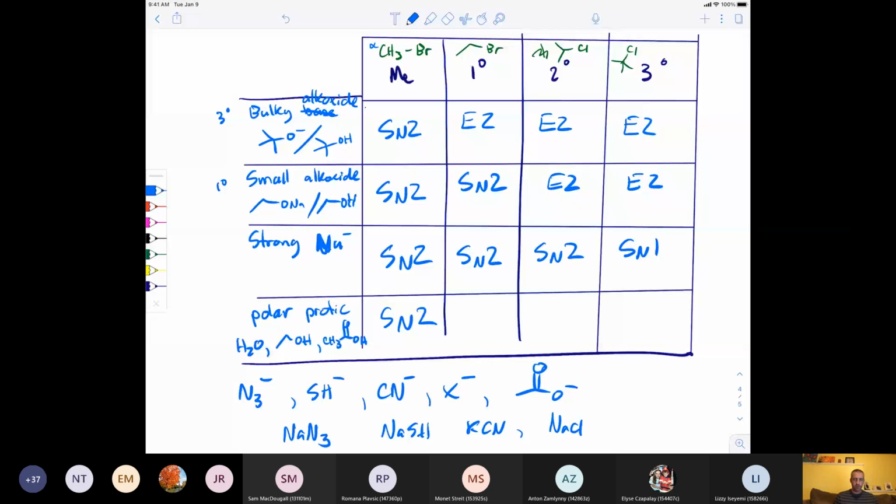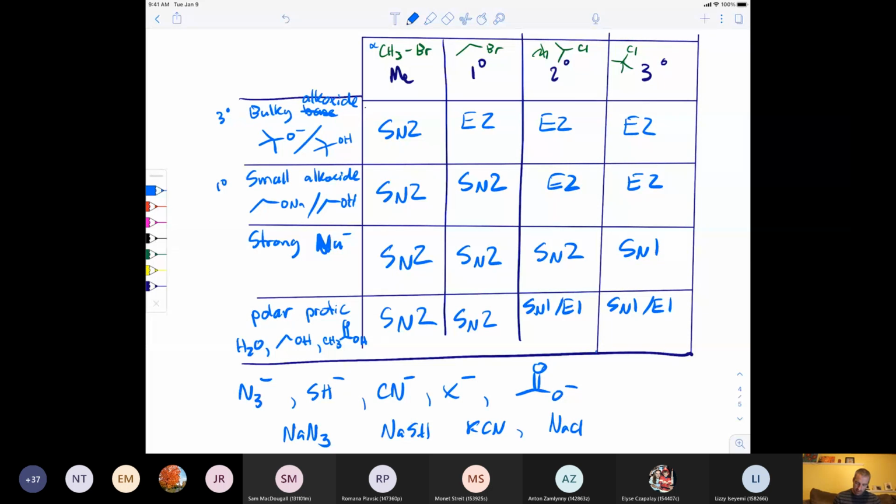Polar protic solvents are not very strong really at anything. They don't have a negative charge, so they're not going to force the reaction. They're not particularly reactive. But they're going to do an SN2 with a primary alkyl halide. And for the other two, you're going to get carbocations formed. Polar protic solvents are actually great for forming carbocations. And these can either do SN1 or E1. And often you get a mix.